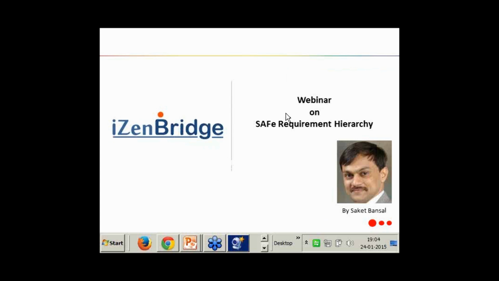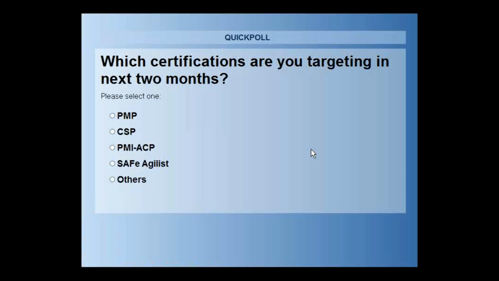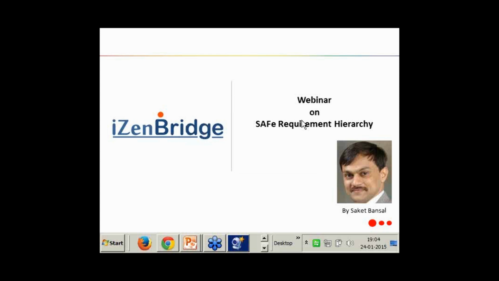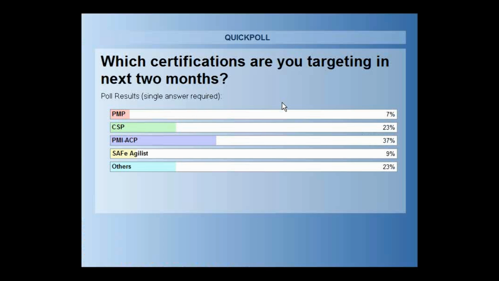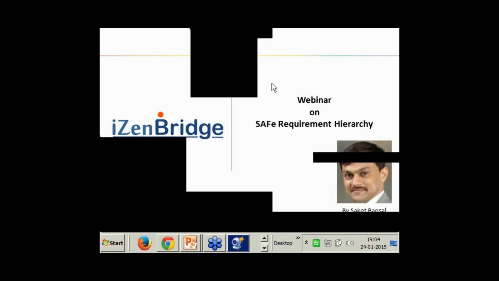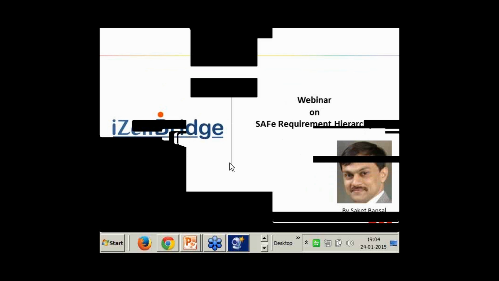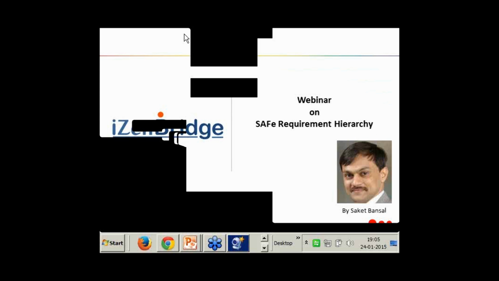Final question. So this is the fourth and final question. Which certification are you targeting in the next 2 months? This will help me to visualize, when you ask queries, where it is going. Quickly pick up. This is the final one, and then we will start the session. So we do have a majority towards PMI-ACP, then CSP, then a few towards SAFe Agilist, and a few are moving towards others. Good. This gives me a good idea about my audience base, and hopefully we would be able to cater to this diversified audience well.